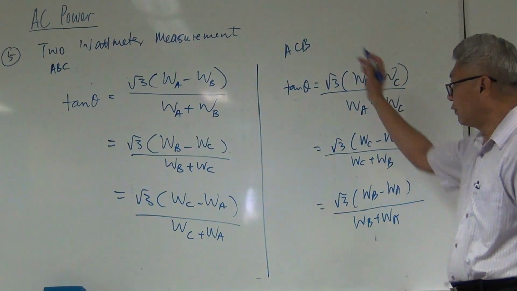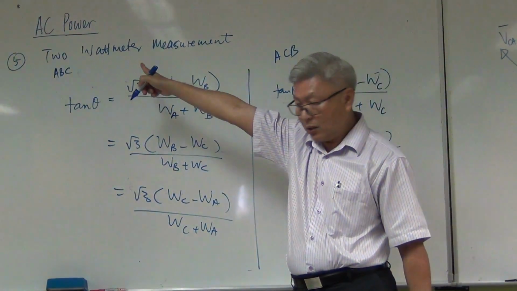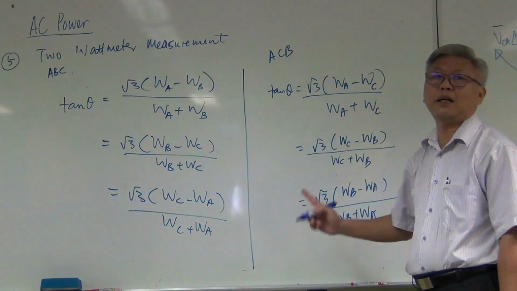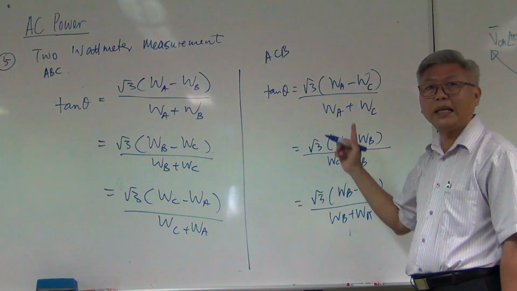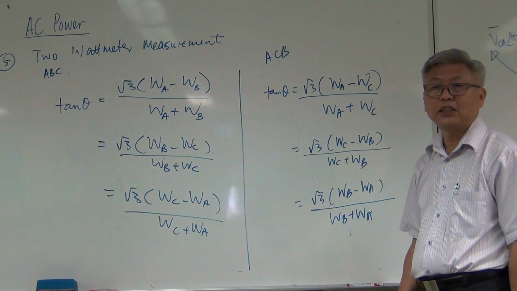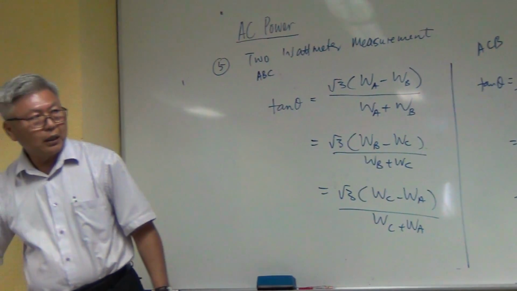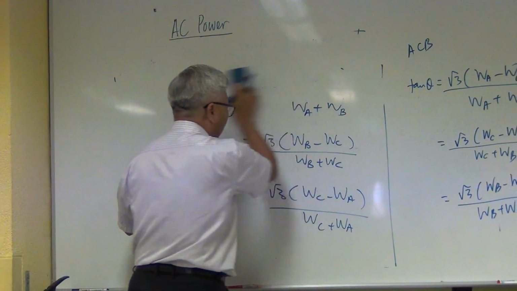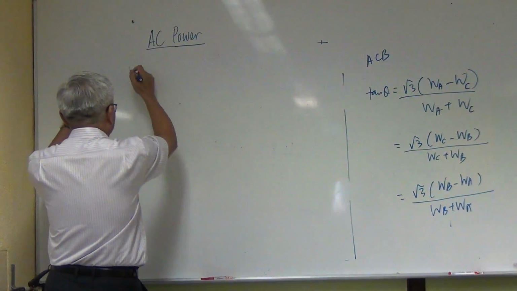Now, which set of formula do you use? Depends on the question. If it's ABC sequence, you use this set. If it's ACB sequence, you use this set. Alright, this tangent theta formula is to enable you to find the power factor. Okay, and that is the end of AC power. No, actually there's one more thing about AC power. Alright, I call it point number 6.